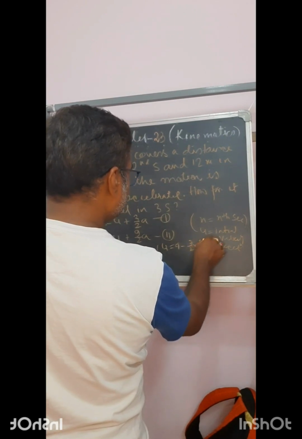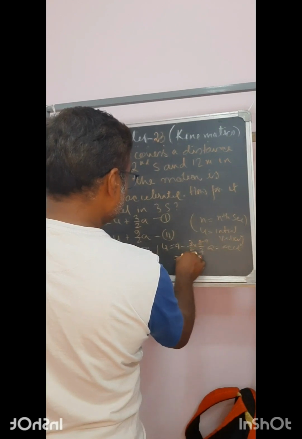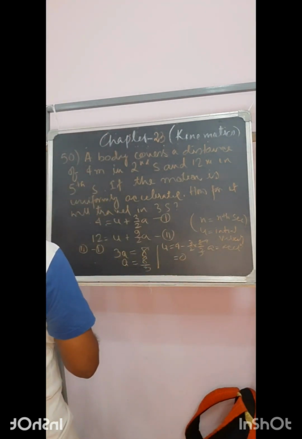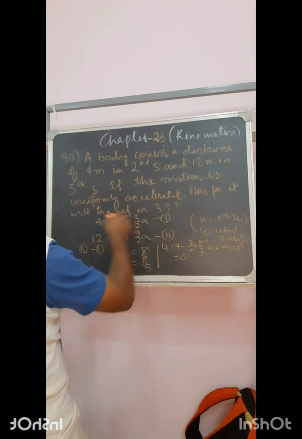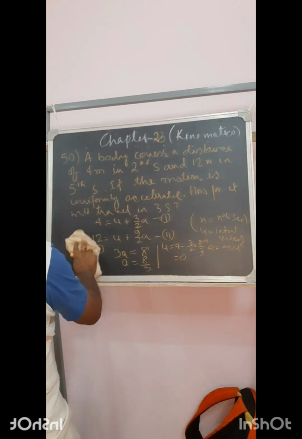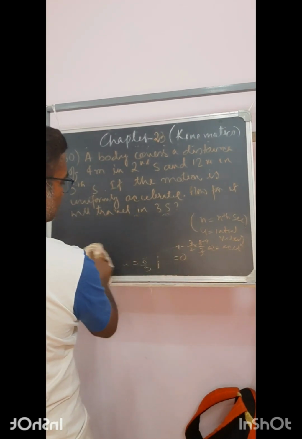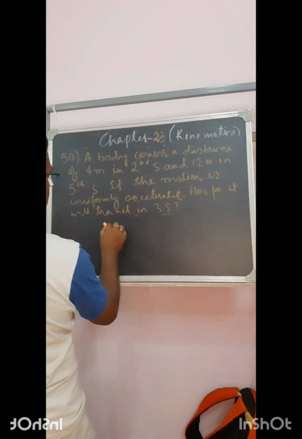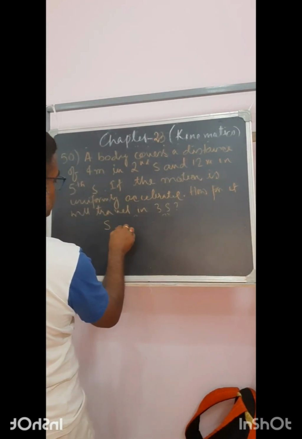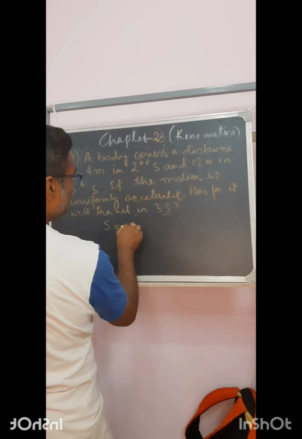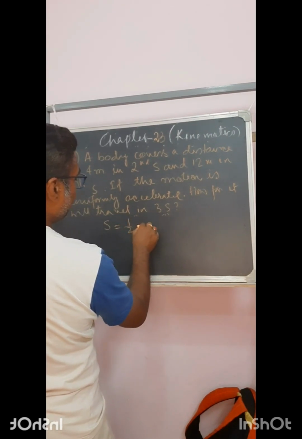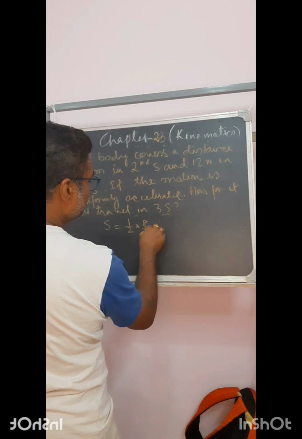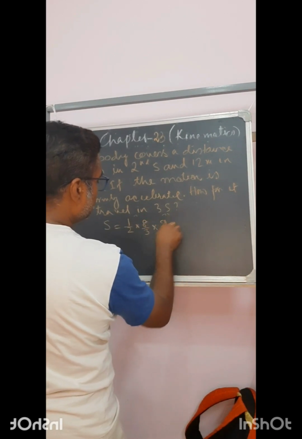So u is equal to 0, so the initial velocity is 0. Now I have to find how far it will travel. The acceleration a is 8 by 3. So from there the equation will be: the distance is equal to u t plus half a t square, where u is equal to 0. So half into a, that means 8 by 3, into t square, which is 9.